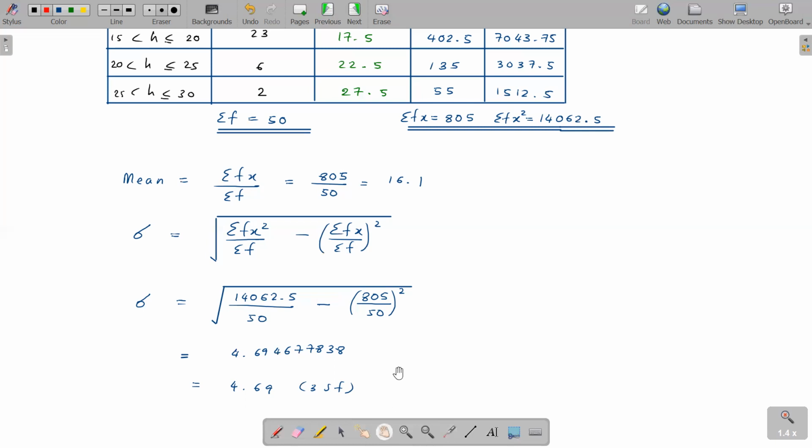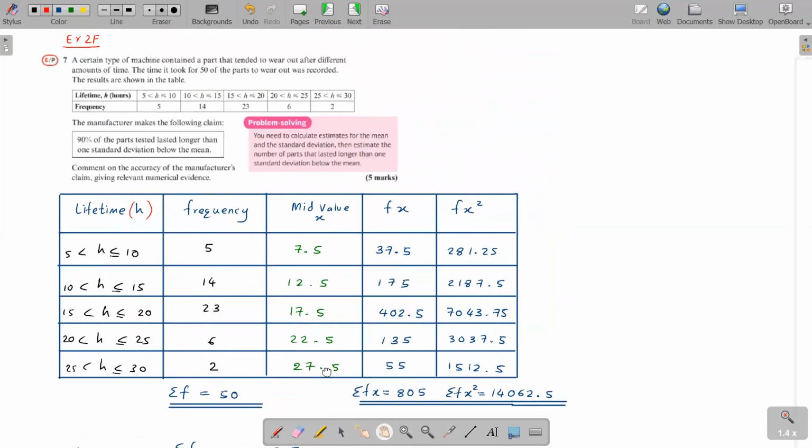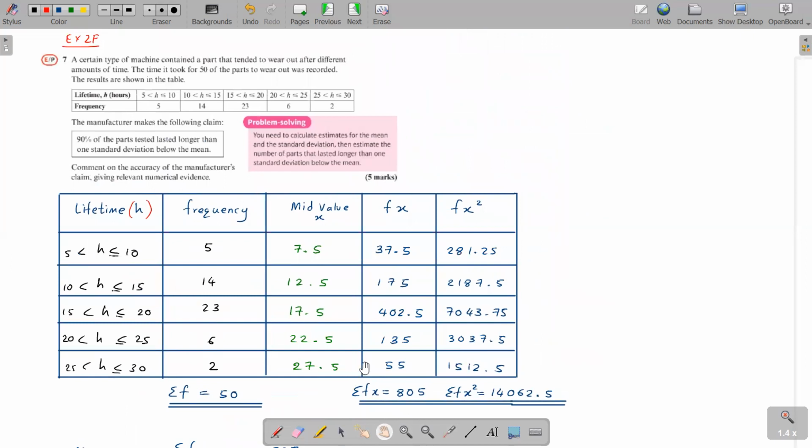Okay, all right. Now the claim, let's actually go for the claim now. So what are they saying here? The manufacturer makes the following claim. 90% of the parts. Okay, now you know we have how many parts here? We have 50 parts, right? Now he says 90% of the parts lasted longer than one standard deviation below the mean. Okay, so one standard deviation below the mean.